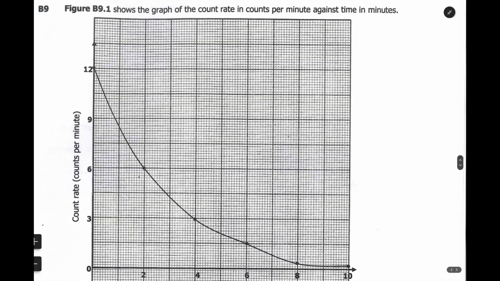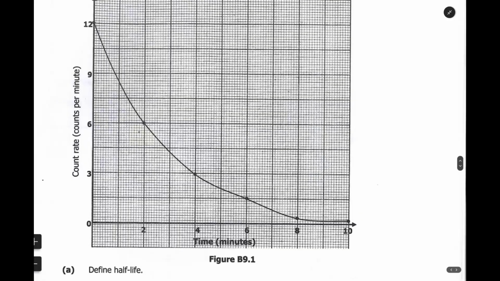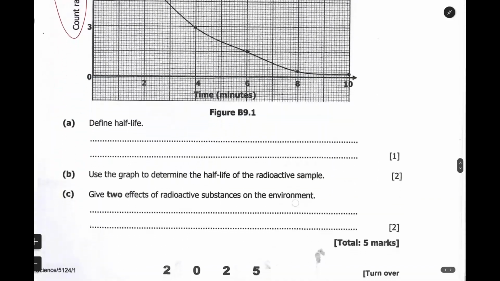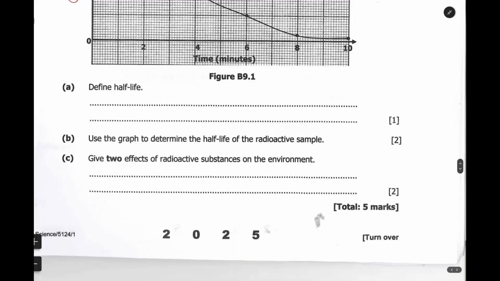On the graph of a count rate, figure B9.1 shows the graph of a count rate in counts per minute against time in minutes. Okay, that is B9. Look at it. Count rate per minute against time in minutes. Define half-life. What is half-life?